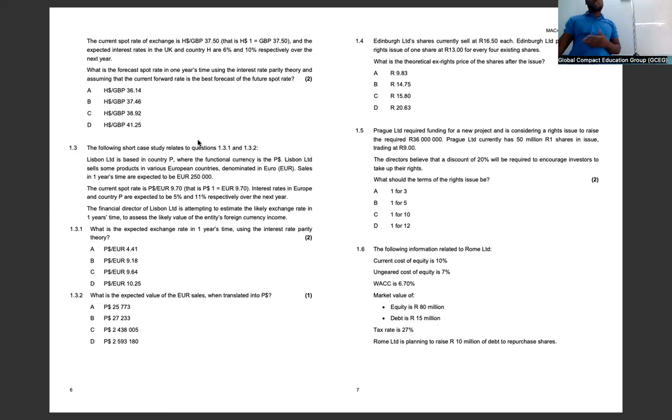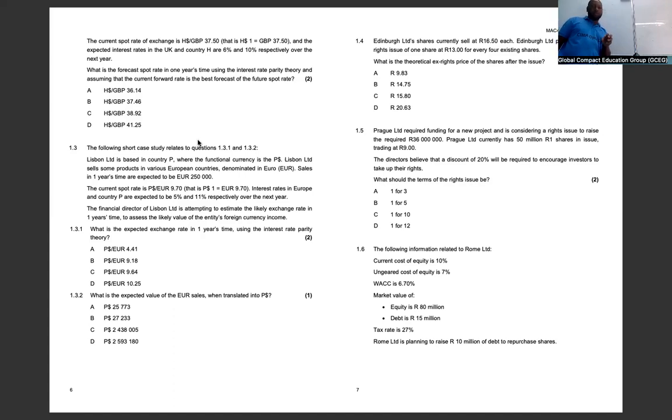So again, we are using the same interest rate parity theory, the formula you know now, right? So here it's 9.7 multiplied by 1.05 divided by 1.11. Am I right here? 5% and 11% respectively, and therefore it should be lower than 9.7. Okay. So that'll be 9.7 times 1.05 divided by 1.1 gives us 9.18. Okay. So the answer is at B.